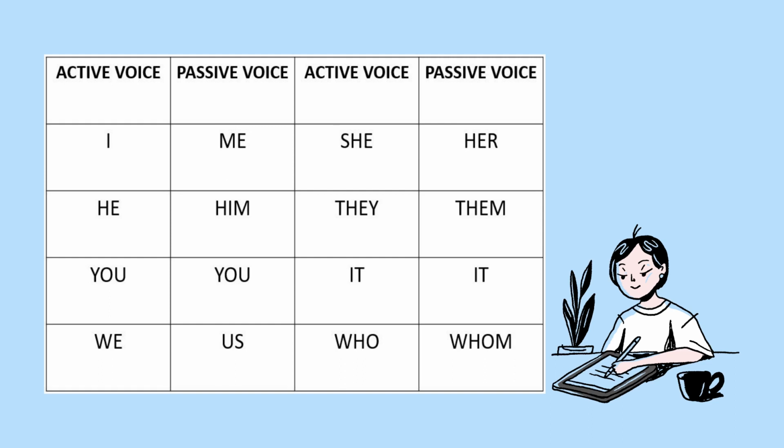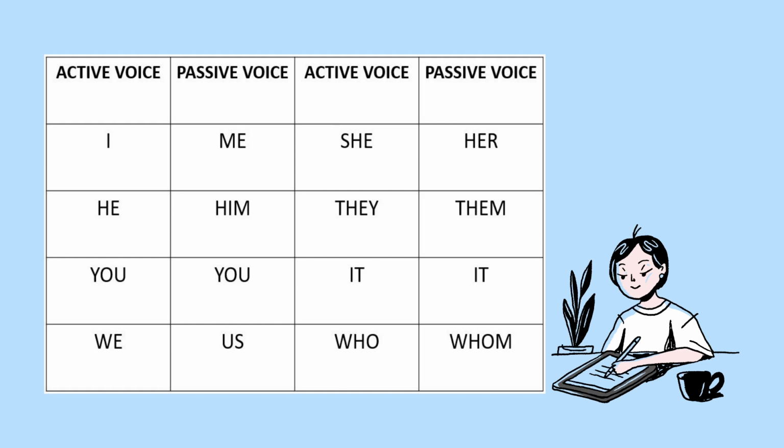As you can see the table, it illustrates various examples of active and passive voice. I would like to explain it with a few examples. I make a cake becomes cake is made by me. So, the active form I turns to me in the passive form. He plays cricket becomes cricket is played by him.